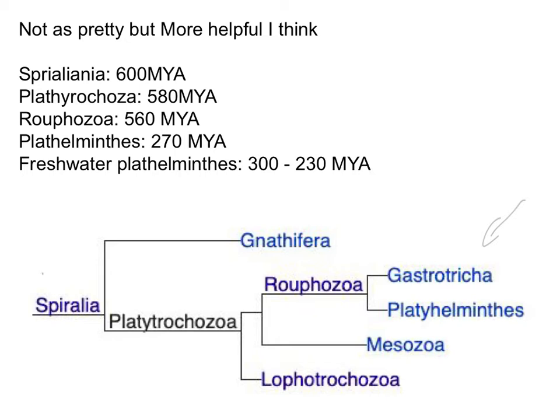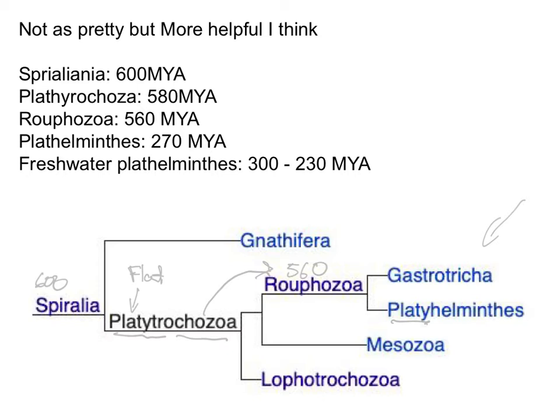So about 600 million years ago, we have the evolution of spirulina. And so these are multi-celled collections of cells. From there, you end up with this plathorictozoa. So platho, by the way, means flat, and that's the characteristic here. And that's plathomenthes too, right? Flat. You end up with, at 560 million years ago, Rufozoa, and then at 270 million years ago, you have plathomenthes.